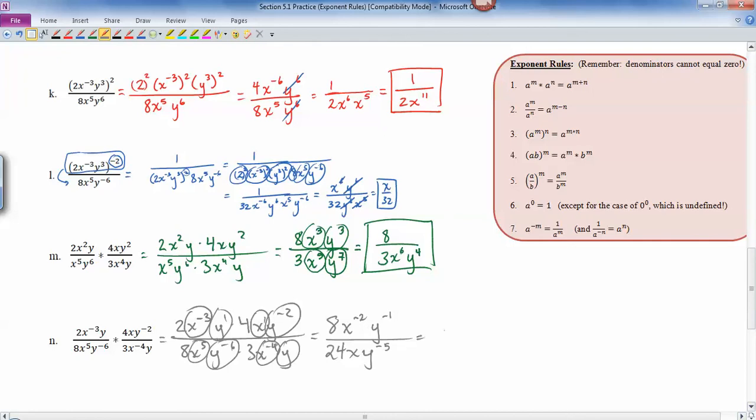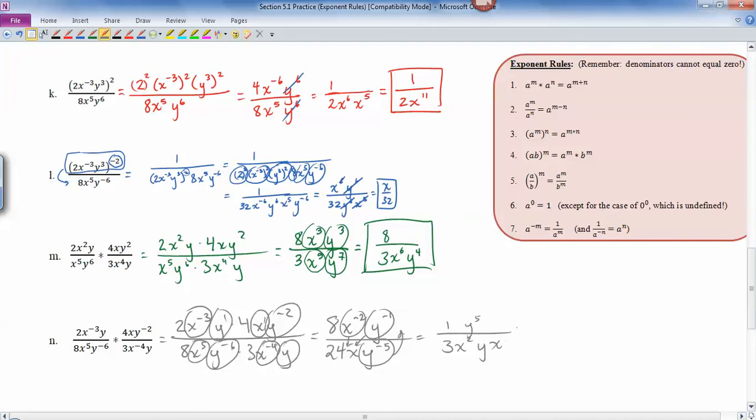And let's do a little simplification. The 8 over 24 turns into 1 over 3. The x to the negative 2 I can put down in the bottom, so that becomes x squared. And the y to the negative 1 also can go in the bottom, so that becomes a y to the first. And then I have an x still in the bottom. And then I have a y to the negative fifth that I can move up as y to the fifth. Whoops. Right here.